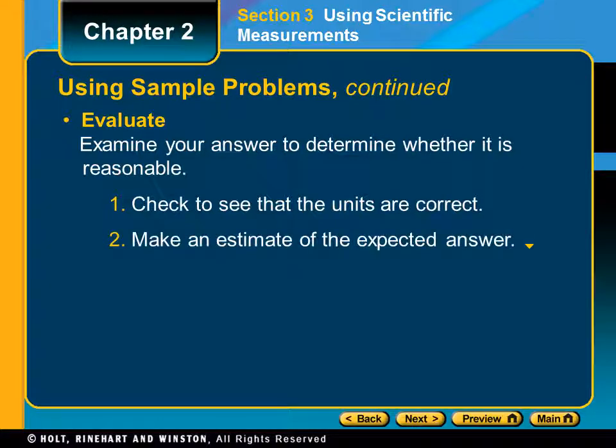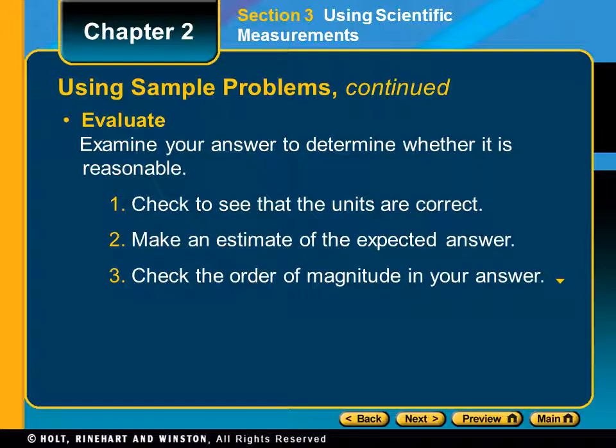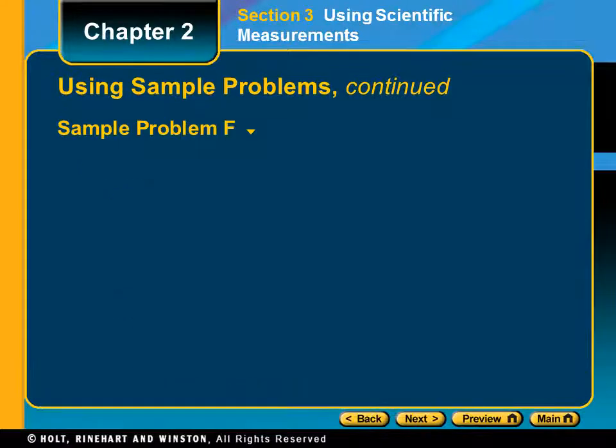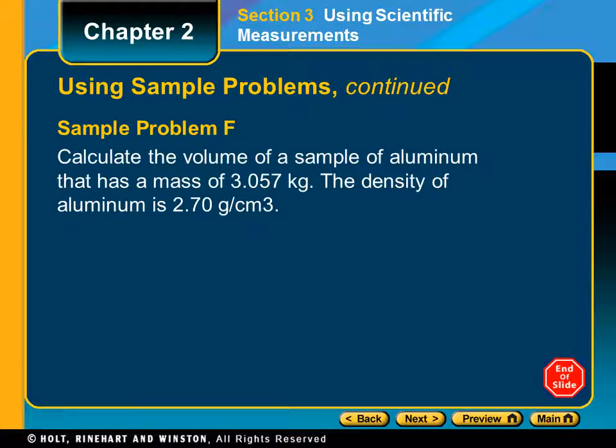And then you make an estimate of the expected answer. That can be a way to evaluate. You can check the order of magnitude. And then make sure that your answer is expressed using the rules for significant figures and is properly in scientific notation if appropriate. So what does this look like in a problem?